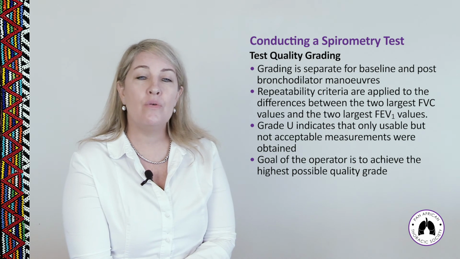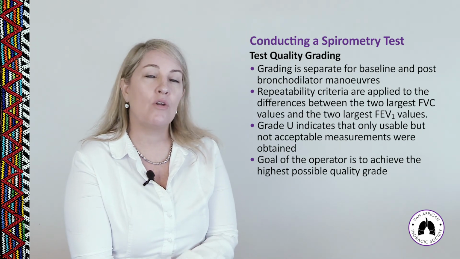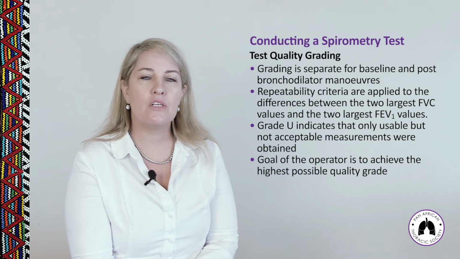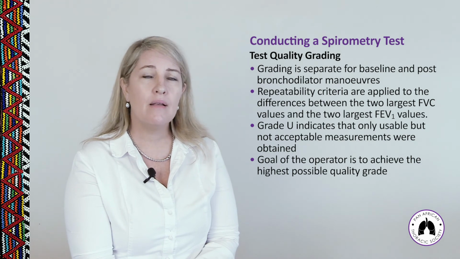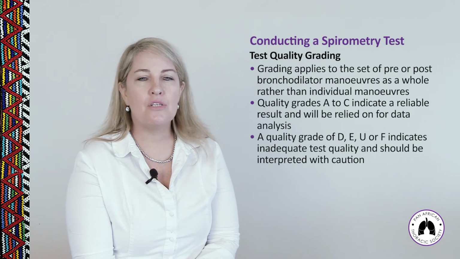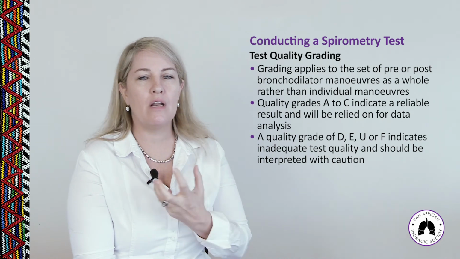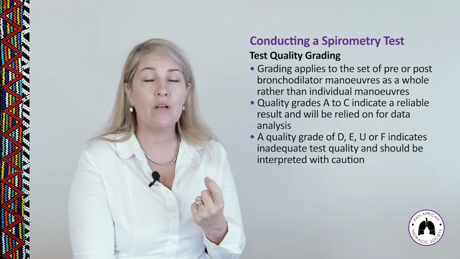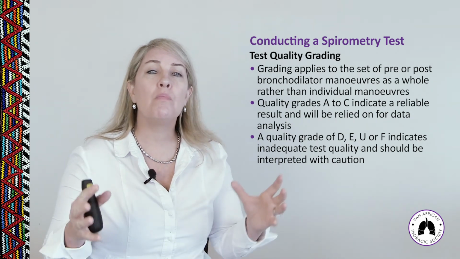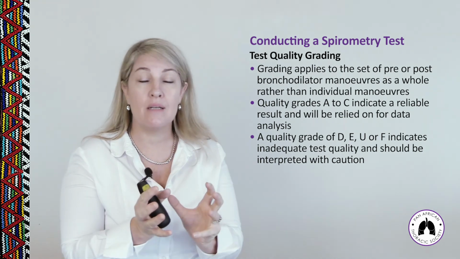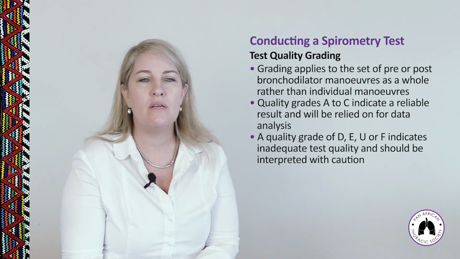A grade U indicates that only usable but not acceptable measurements were obtained. And the goal of the technician is to always try and achieve the best possible quality grade that they can when testing the child. The grading applies to the set of pre-bronchodilator maneuvers as a whole rather than the individual maneuver. So you do all your blows, you get your 3 best tests, and then those are the ones that are graded when it comes to test quality grading.